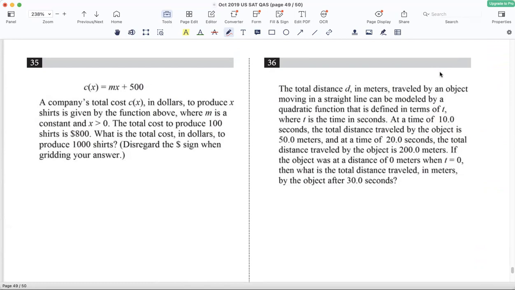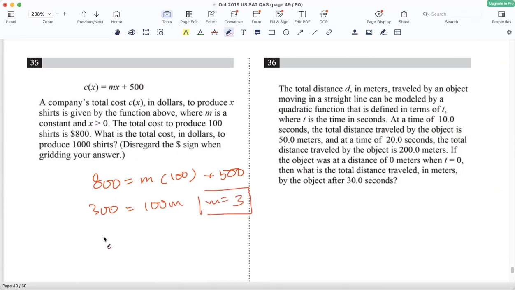Okay. So total cost to produce 100 shirts is 800. So 800 is m times 100 plus 500. So 300 is 100m. So m is 3. So C(x) is 3x plus 500. Now, if you're producing 1,000 shirts, then the cost would be 3,000 plus 500. So that's 3,500.